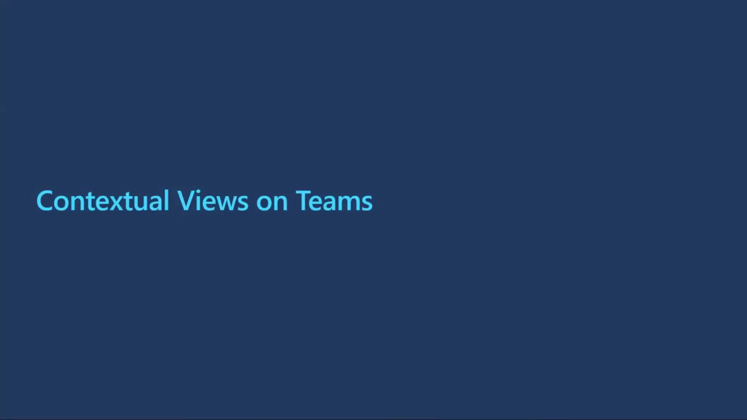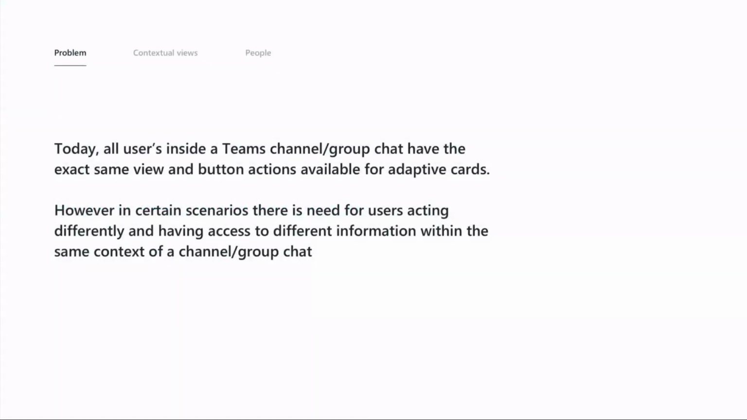Sure. Thanks, Karan. So now we'll go into what these new features, what the universal action model means for Teams, apart from the universal context. So one of the features that I'm very interested to talk about is contextual views or role-based views. So all users in a team today see the exact same view of the adaptive card. So essentially, everyone is seeing the same adaptive card in, for example, a channel or a group chat.